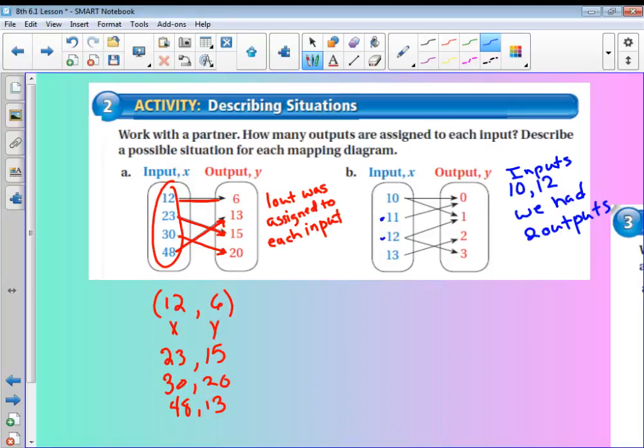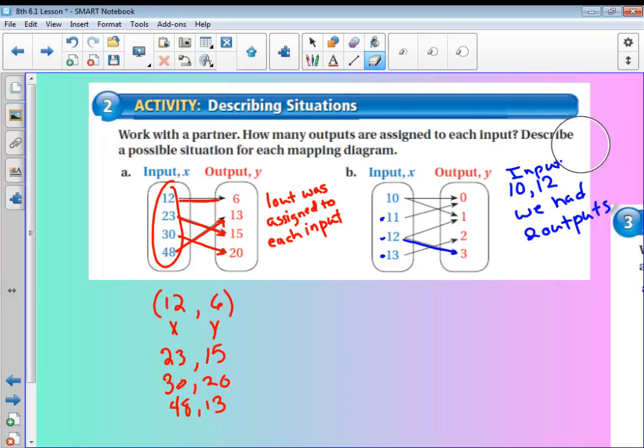Here we had 12 people that had 1 dessert or 12 people that had 3 desserts. And then 13 people had 2 desserts. So it's just coming up with a situation in which that scenario might work. Once again, in letter A, we do have a function because each input had exactly one output. And in letter B, this would not be considered a function because we ended up with 2 cases where they had more than one output.